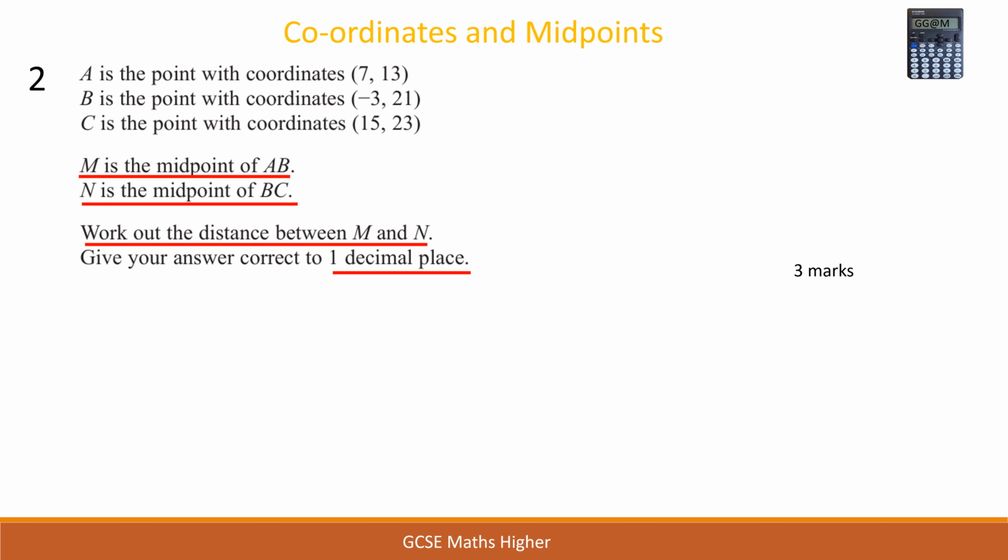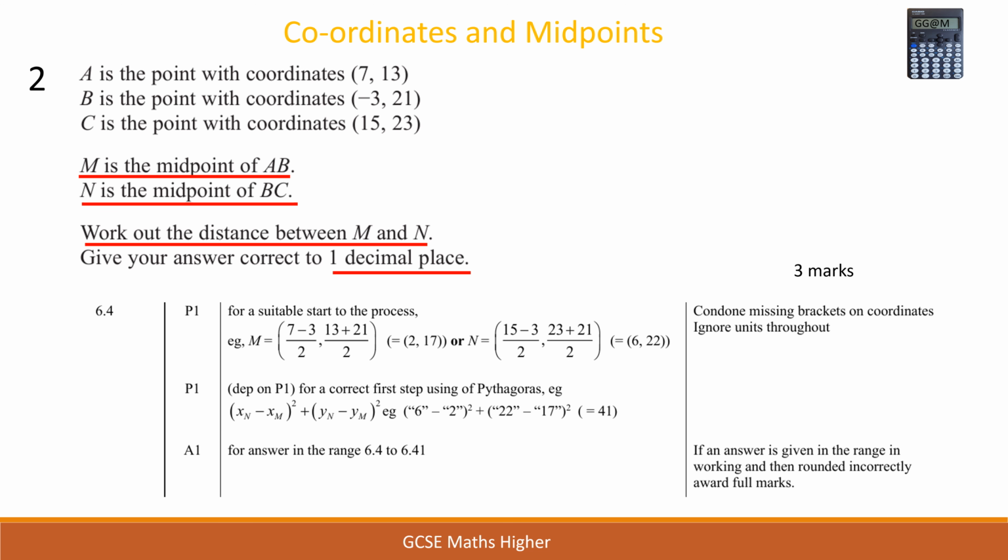Fantastic work. So hopefully you've managed to work through. Draw yourself a diagram to help you. Again, remember the formula for midpoint. You add the x coordinates together, divide by 2, and add the y coordinates together and divide by 2 will give you the midpoint. And Pythagoras is a squared plus b squared equals c squared. So well done.